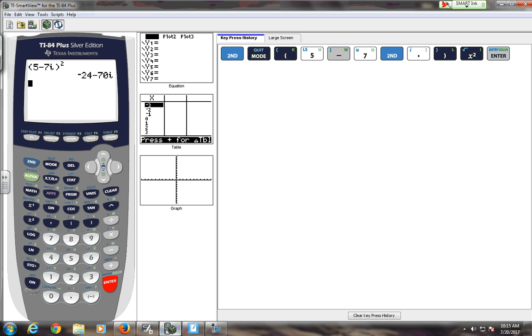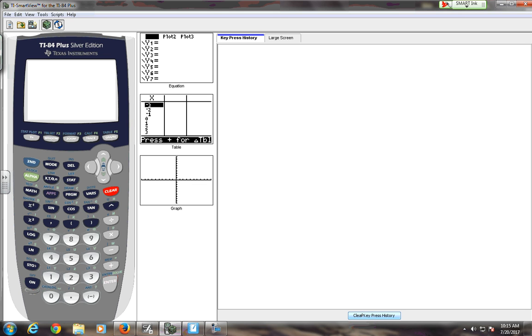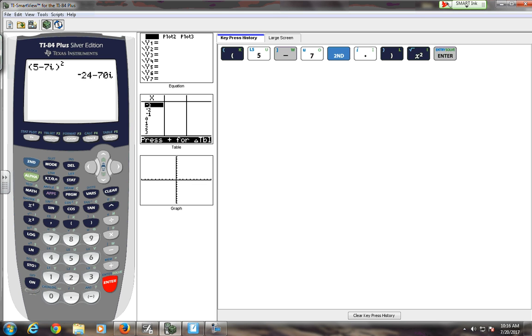Remember, you can check this with your calculator. So if you will turn your calculator on and type the problem in as it is originally written, 5 minus 7i, and remember the i is located above the decimal key, close parentheses and square. When we press enter, the calculator presents it in that standard form. So negative 24 minus 70i is correct.